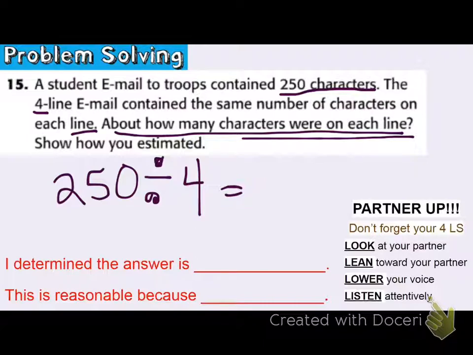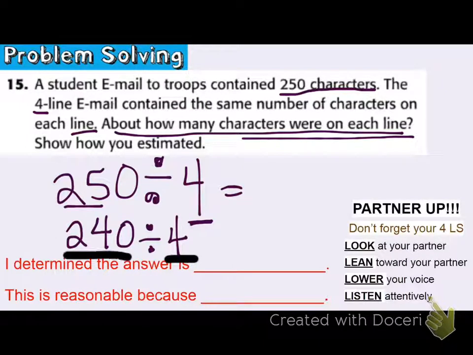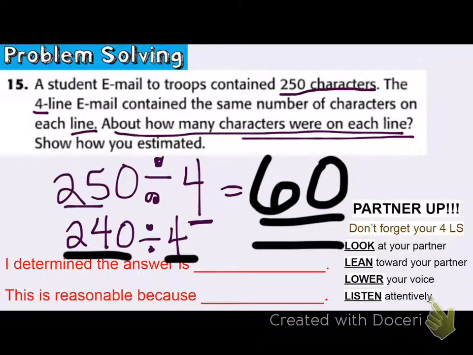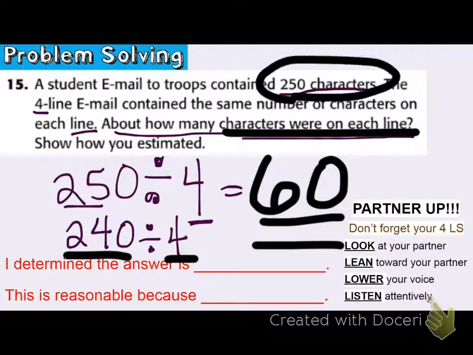Well, I'm going to get an estimate. I want to know about how many were on each, not an exact accurate answer. So step 1, we're going to estimate. What is a multiple of 4? What's a compatible number? Well, that's 24 or 240. And then if I divide, step 2, I know that 4 goes into 24 6 times. So I think there are about 60 characters on each of those 4 lines. If I multiply 60 times 4, I get 240, and 240 is pretty close to 250. So that's a good estimation. It's reasonable.